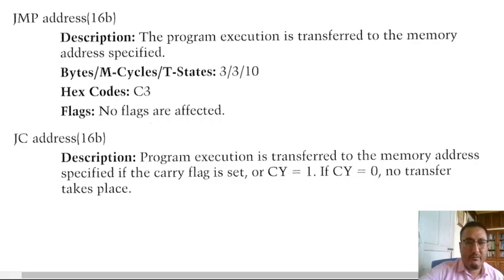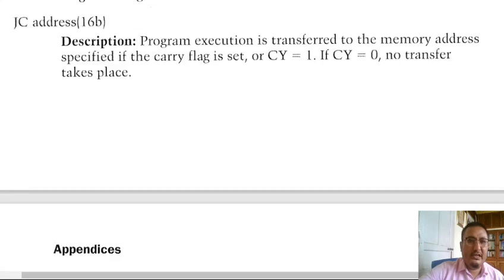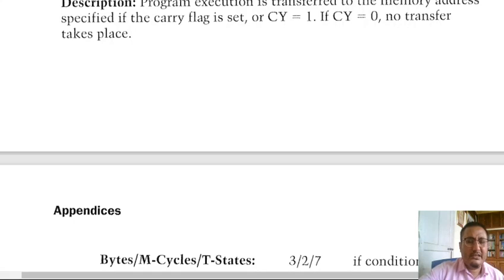Likewise, we have conditional jump instructions, and the first one is JC. On execution, the JC instruction is capable of transferring the program execution to the memory location specified in the instruction if the carry flag is set, or carry flag equals 1. If the carry flag equals 0, then no transfer takes place.